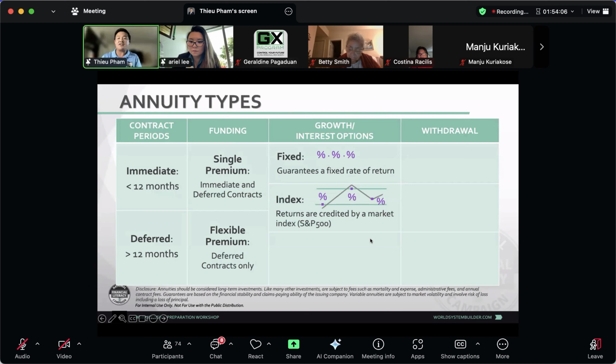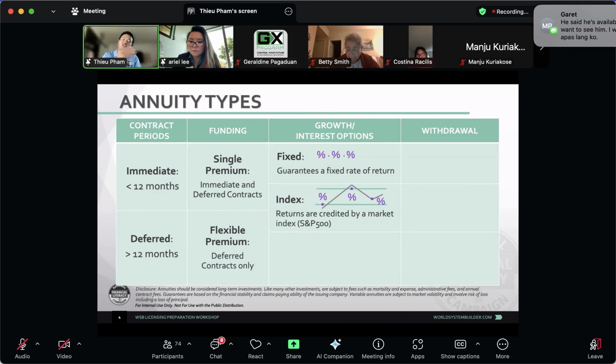Another way you can get interest or growth in an annuity is based on an index, for example the S&P 500. You're credited interest based on the return of the index, usually in the form of a floor and a cap.